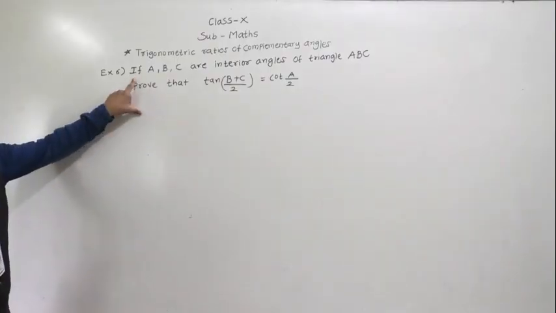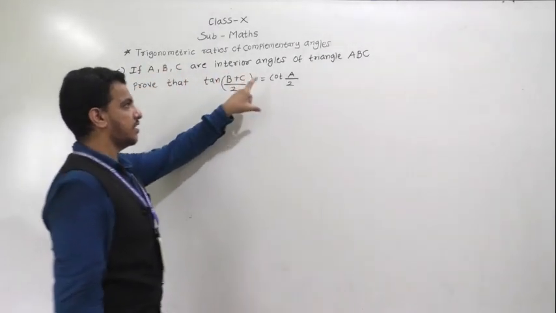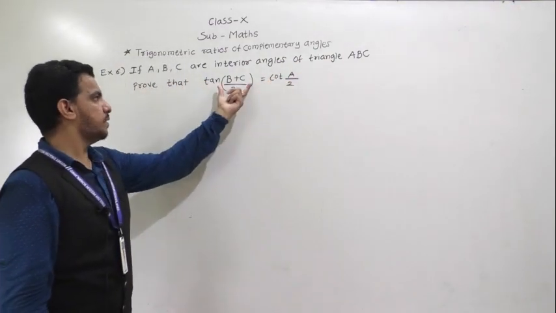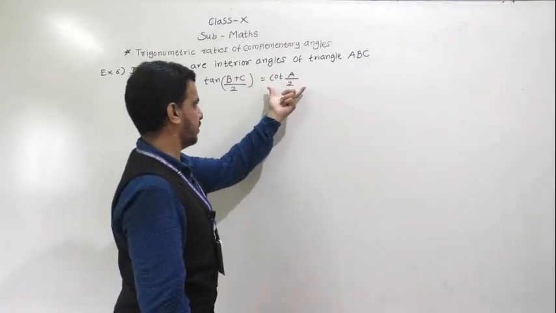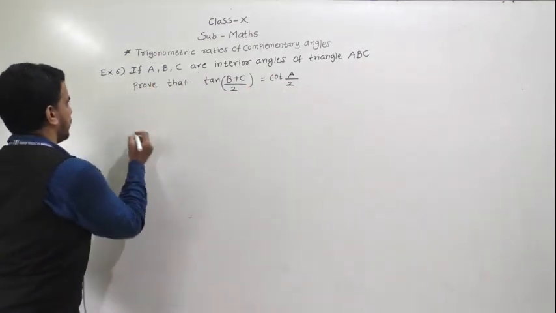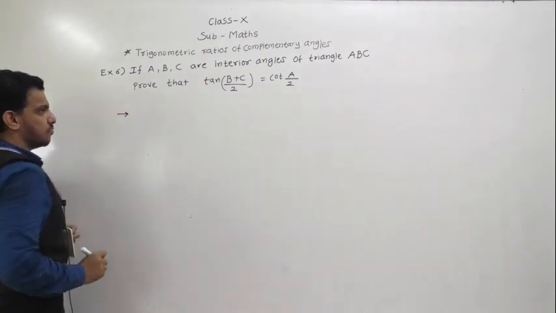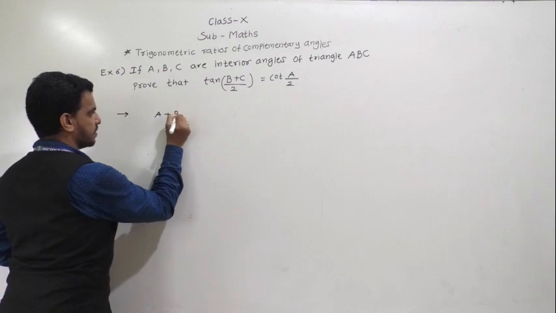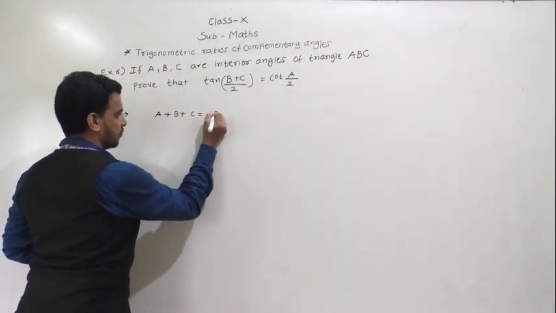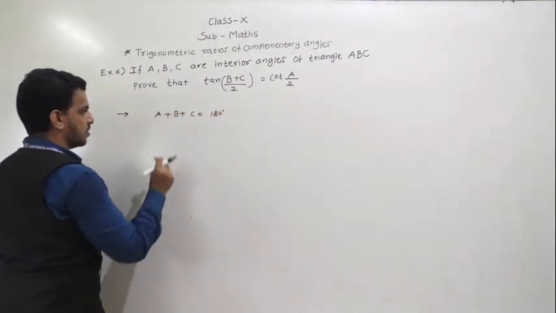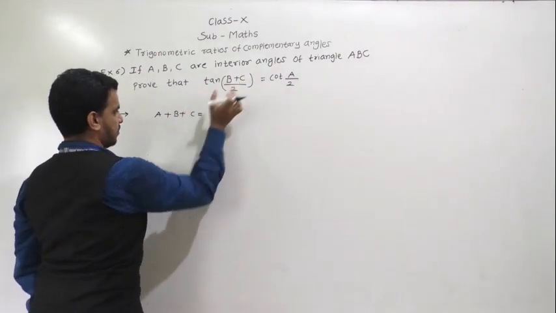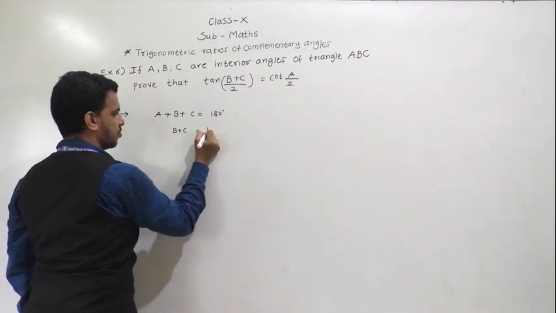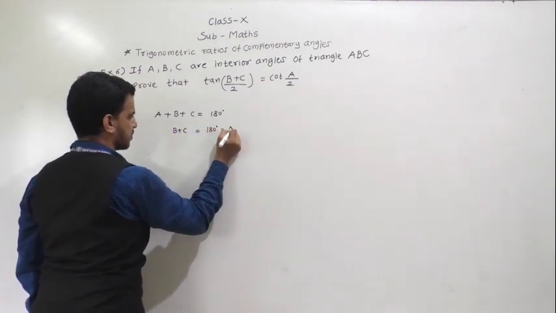The next example is: if A, B, C are interior angles of triangle ABC, then prove that tan of (B plus C) upon 2 is equal to cot A by 2. Now here we have to use the angle sum property of a triangle. That is, we know that A plus B plus C is equal to 180 degree. Now see here, on this side we want B plus C. So shifting A here, B plus C is equal to 180 degree minus A.